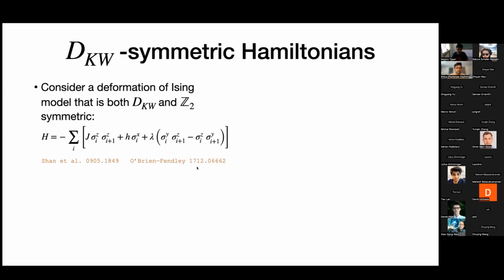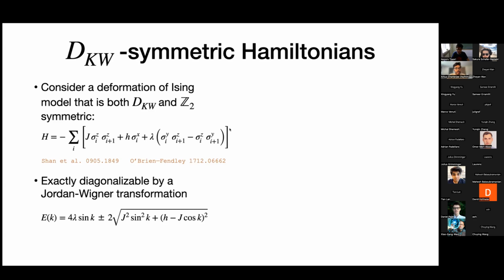Again, this term was considered for other reasons in the literature before. Good. So you add this deformation. It turns out that because all of this is still two-body in the spin language, it is quadratic in the fermion language once you do a Jordan-Wigner transformation, and you can exactly diagonalize this. Great. So this is the spectrum. You can declare victory, but we want to do a bit more.